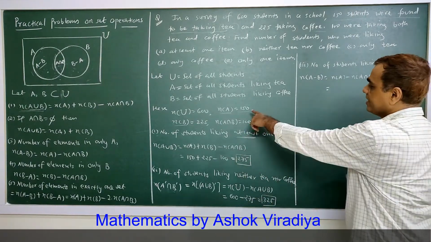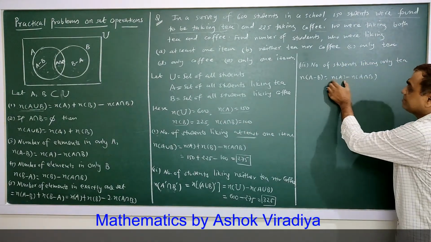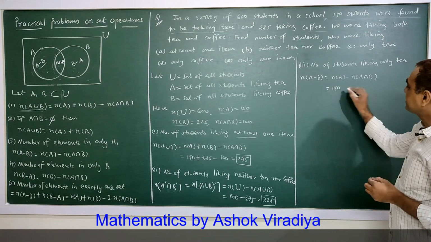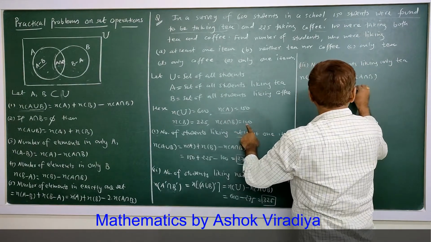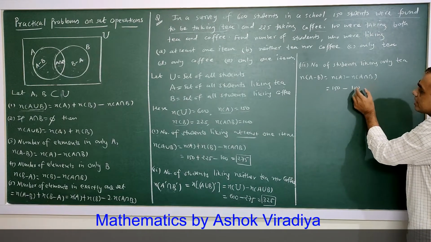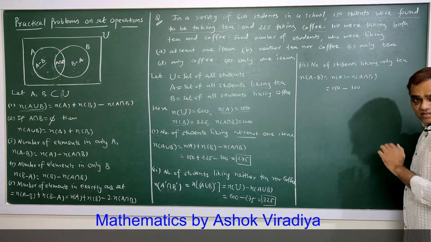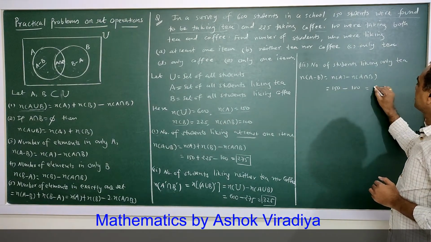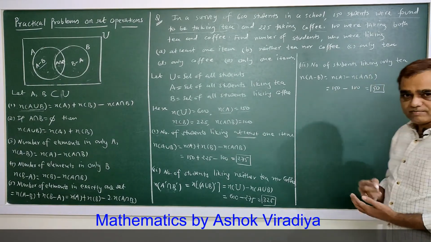Number of elements in A, 150. 150 students like tea, minus 100 students like both. So 100 students like both items, and these 100 are already included in this 150. Subtracting this number, the remaining is 50. So there are 50 students who like only tea.